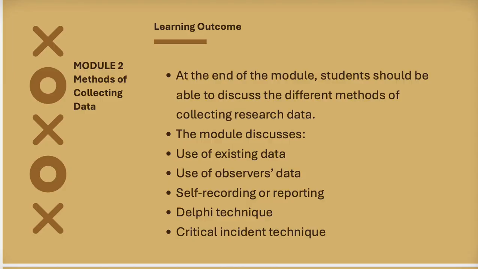Okay. Then we have types of observers under the observers' data. We have the non-participant observer. So a non-participant observer observes the group but does not take part in its activities. For example, a trained research assistant who just watches nursing students perform wound care but does not participate in the procedure. So the observer may focus on recording whether each step is correctly performed.